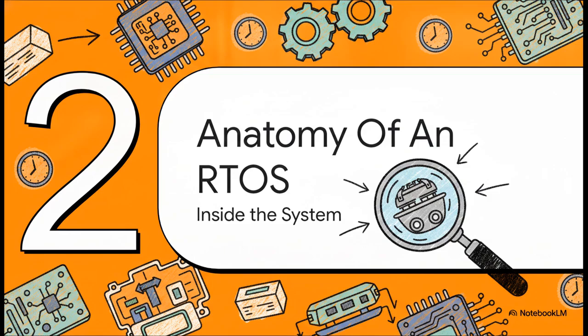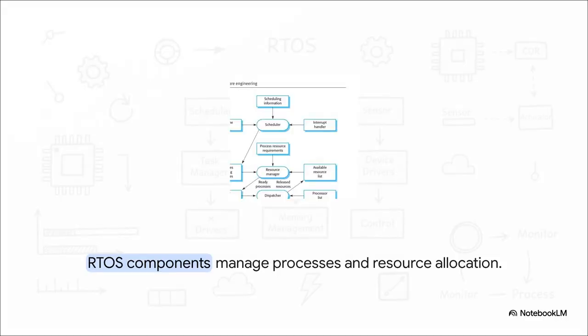Moving on to Section 2. Anatomy of an RTOS. Let's actually look inside the system. And this brilliantly illustrates how these internal mechanisms interact. You've got the scheduler sitting right at the center, taking in information from the real-time clock and the interrupt handler. It then communicates down to the resource manager, which feeds straight into the dispatcher. It's like a highly coordinated dance, and it's completely designed to guarantee that when a critical event happens out in the real world, the software reacts instantly and predictably.